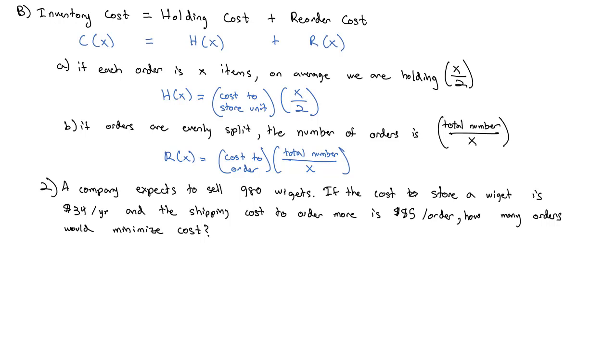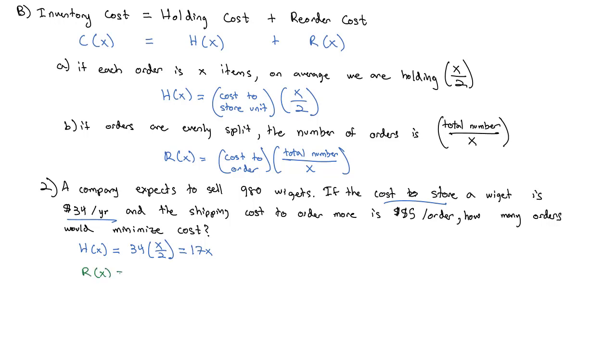Well, let's break this down into our holding cost and reorder cost, and then try to minimize the total inventory cost. H of x, the holding cost, is going to be the cost to hold it. The cost to store it is $34 per year times x over 2, because that's the average number of things you have in storage. Well, 34 over 2 reduces to 17. So the holding cost turns out here to be 17x.